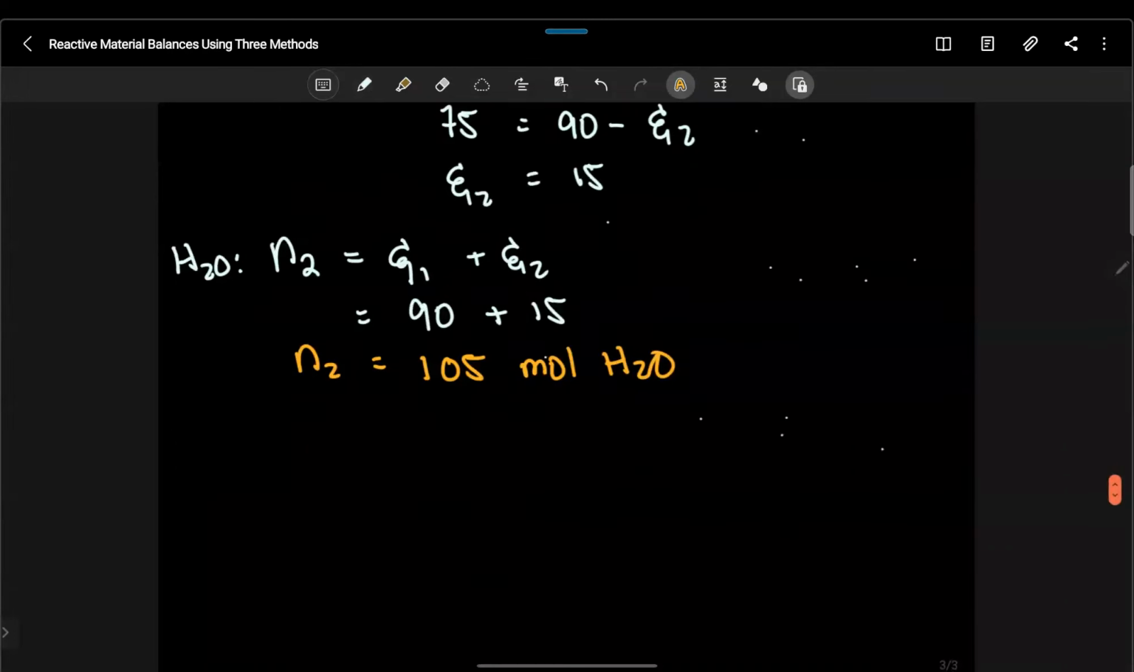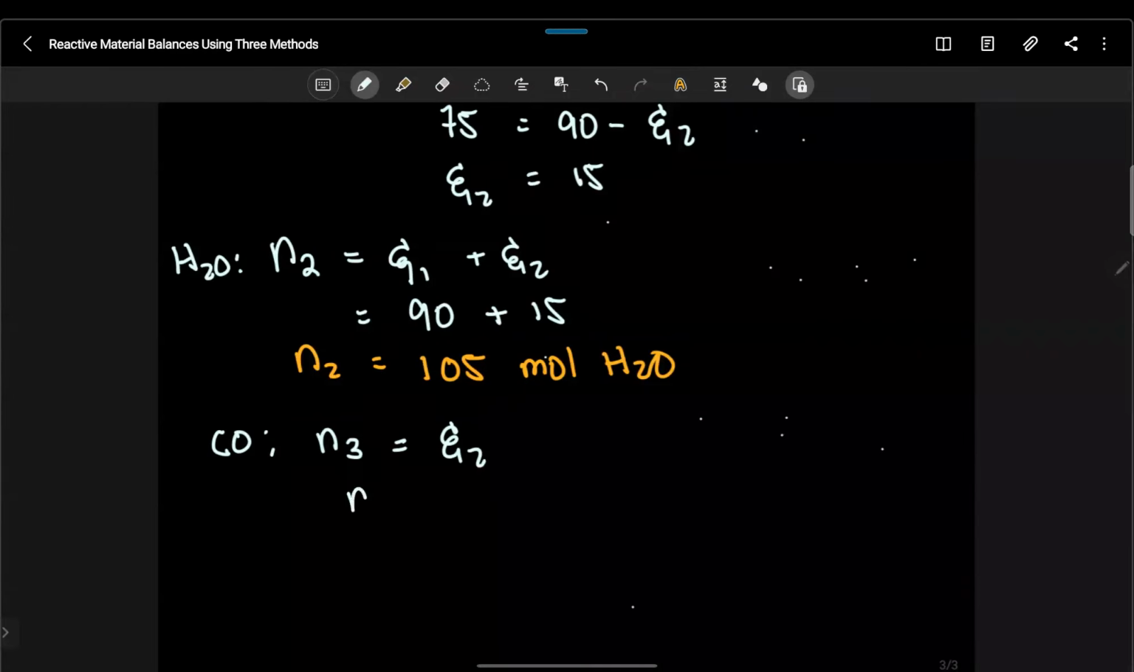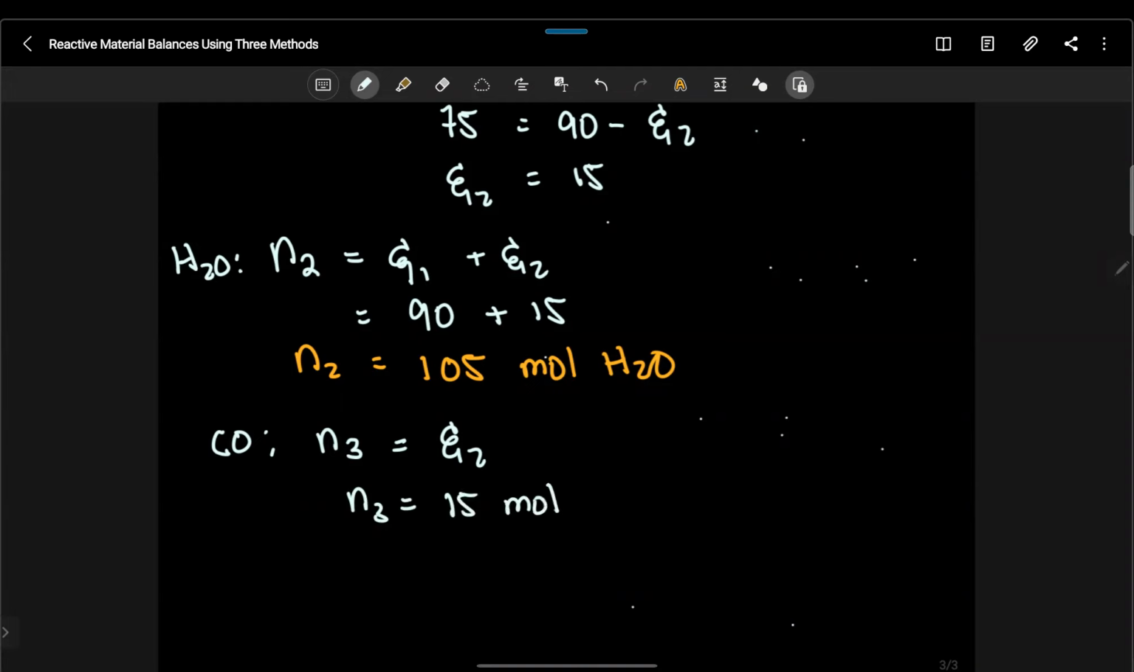Okay, next, yung kay carbon monoxide naman. So, kopyahan natin ulit yung carbon monoxide, yung kanyang extent equation ay N3 equals extent 2. Eh, ang extent 2 is known na siya sa atin. So, N3, therefore, ano ba yung extent 2? Di ba 15 moles. So, N3 is 15 moles of CO.